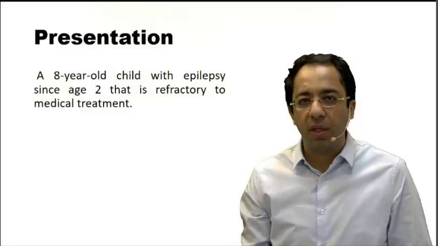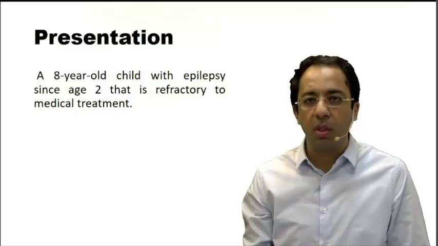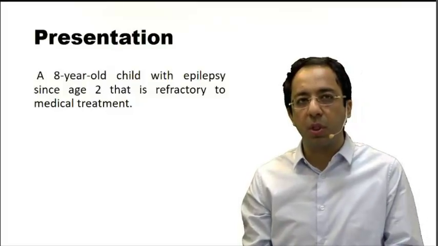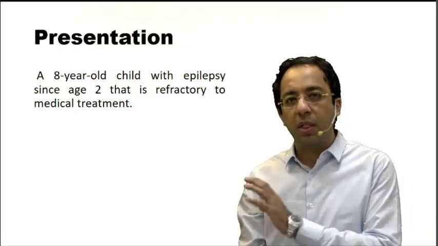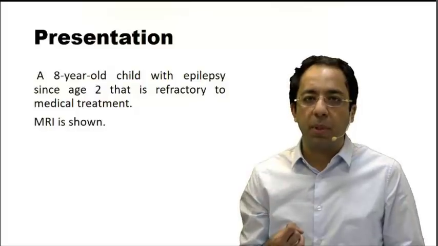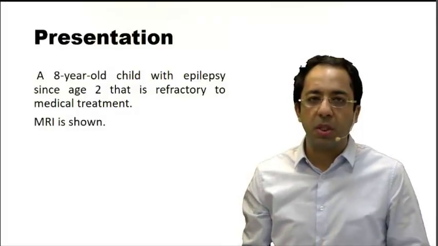So in this question, we have a child who is 8 years old, presents to you with refractory seizures, epilepsy which is refractory to treatment, and this epilepsy he has had since the age of 2 and it has been like this since then, and an MRI is shown to you. So we have a pediatric age group patient and a refractory epilepsy in the history.